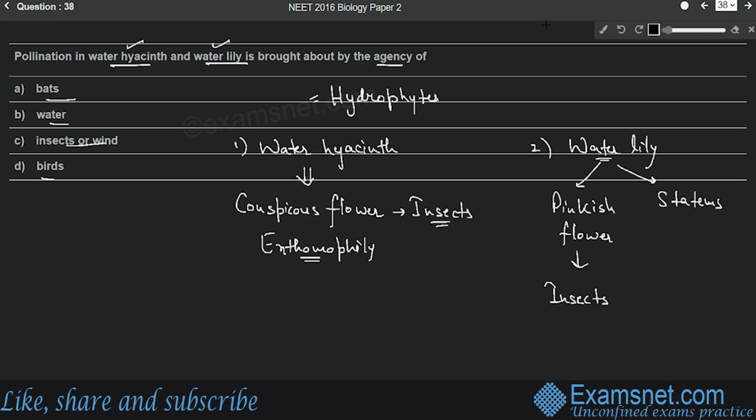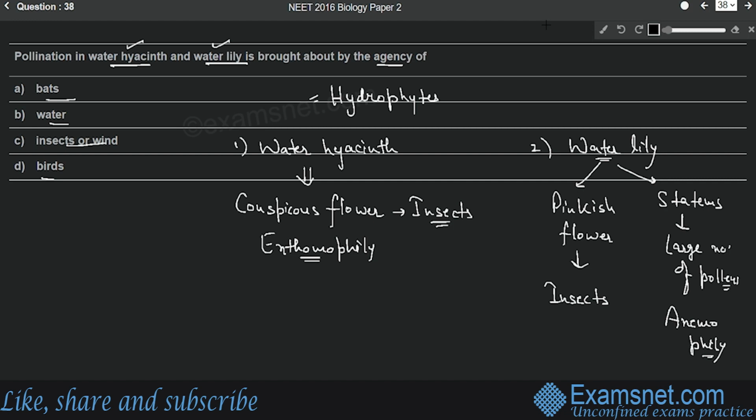That means a large number of pollen grains will be released, and these pollens are pollinated by the wind. These are light, so they are pollinated by wind. So this is anemophily. Anemophily means pollination by wind.